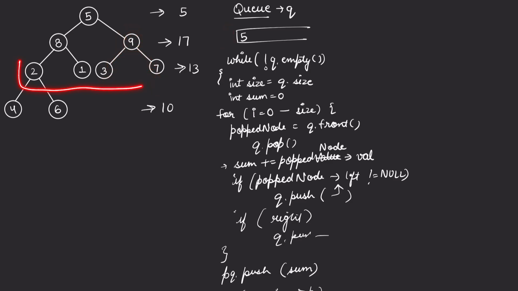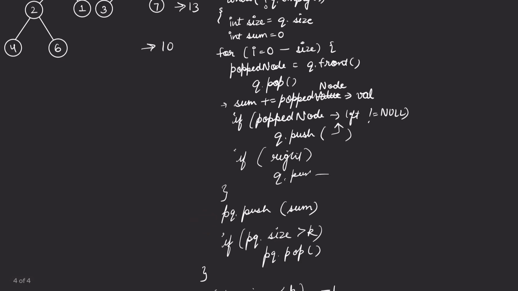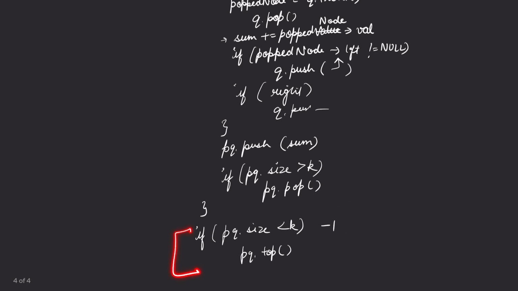And then similarly for this level, your size would be 4. So this loop would run 4 times individually for these nodes. And similarly, you will be calculating the sum for all of them. So this is how we perform level order traversal. And with that, we are also calculating the sum for each level. We are pushing it inside our priority queue. We are checking its size. If the limit is being exceeded, then we are popping it. At the end, we are checking if we have got a sufficient number of levels or not. If not, then we return -1. Otherwise, we return the top element.